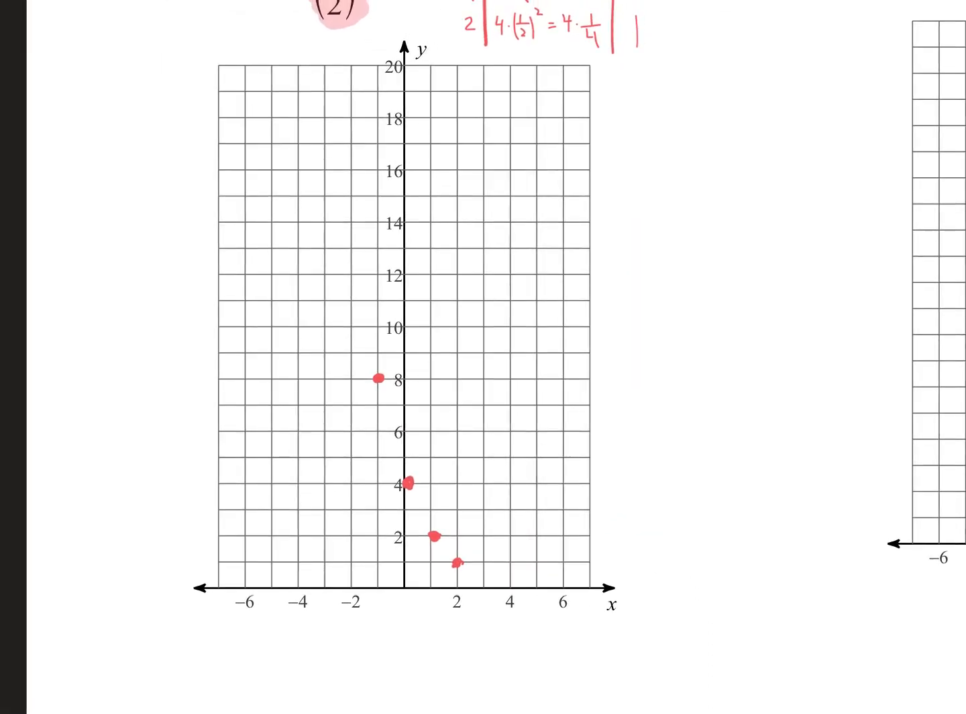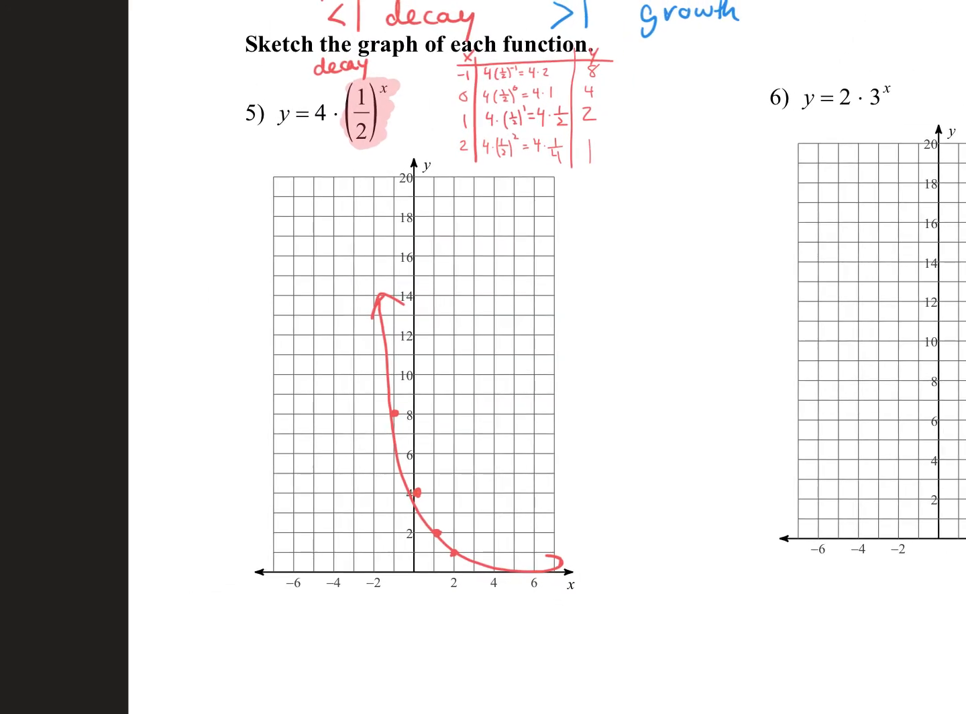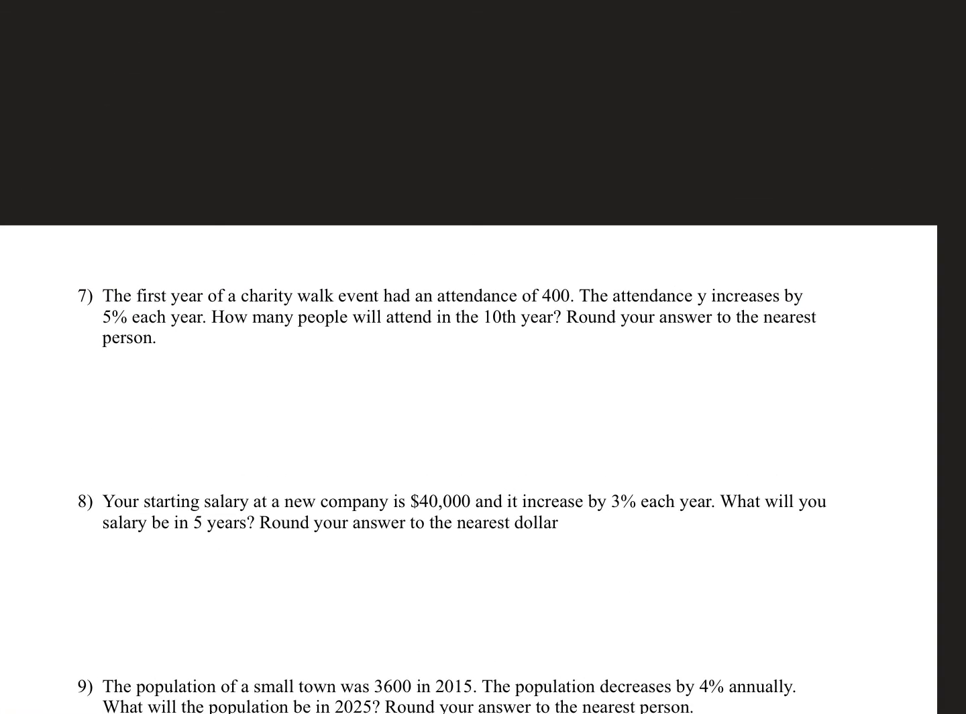So once we have our 4 points, we can draw our curve there. Look, our graph has exponential decay because we're decreasing, so we knew that from the start. We know we put our points in the right spots too because we said it was going to have decay just by looking at it. So let's take a look at number 7.